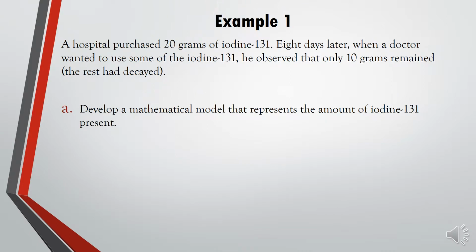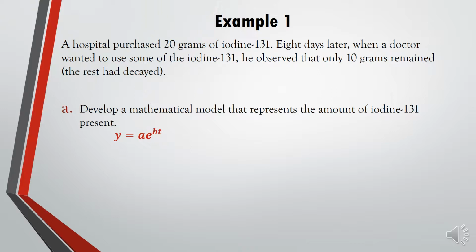So it says, develop a mathematical model that represents the amount of iodine-131 present. So we already learned that we're going to use this exponential decay model, y equals a times e raised to the bt. Now let's figure out what we know. We said that y was the amount remaining, the amount of the radioactive substance that's remaining. A is the initial amount of radioactive substance. B is the decay constant. We don't know that right now. We have to find that. And t is time. And e, don't forget, e is just that number e. So that's not a variable, that's a number.